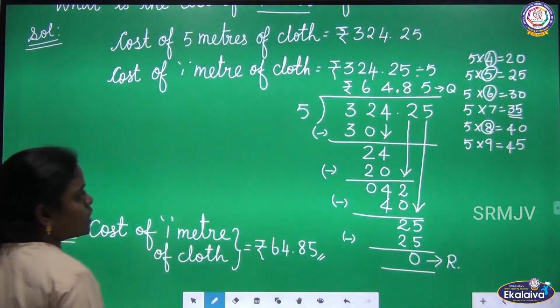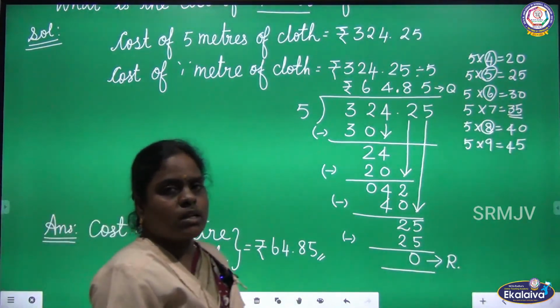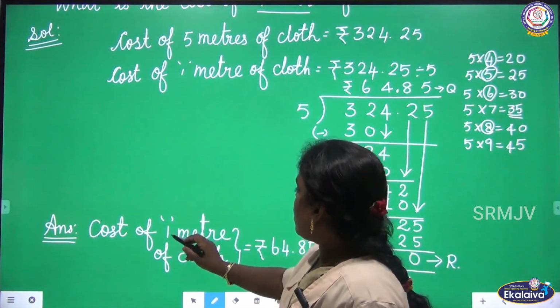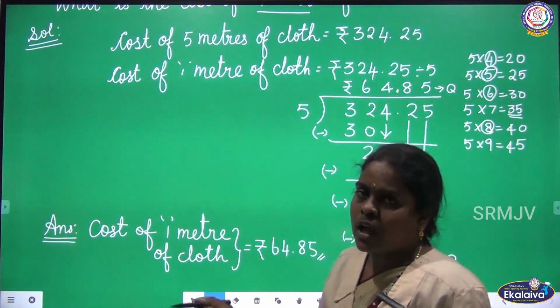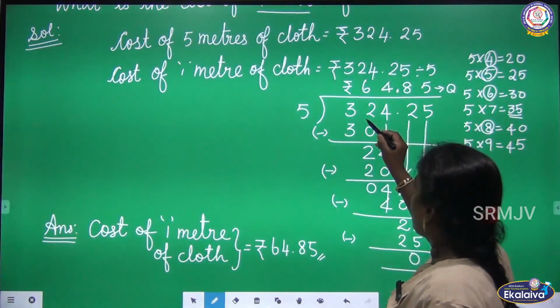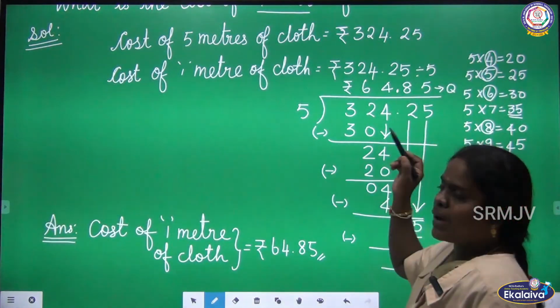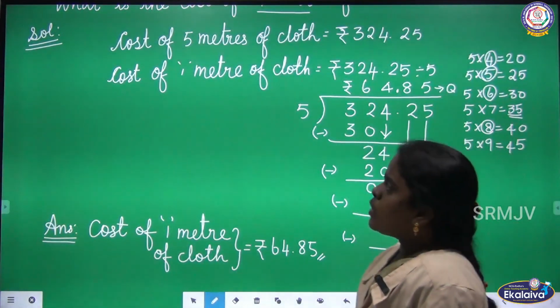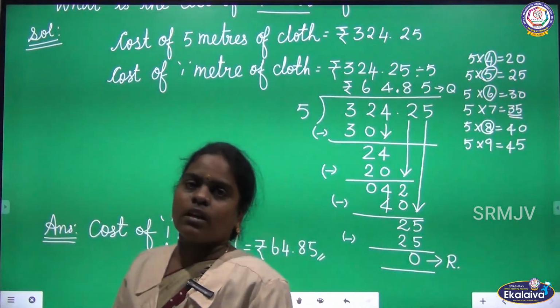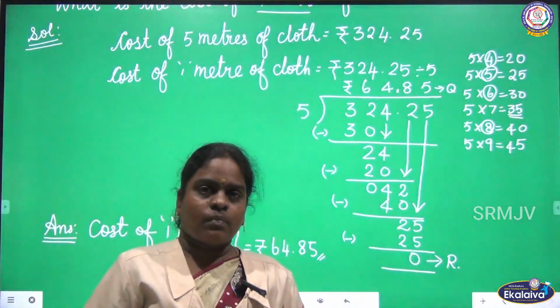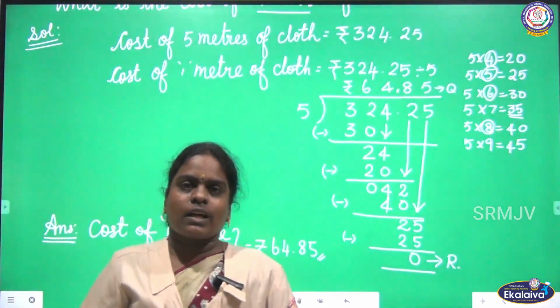So in this question, the cost of 5 meters of cloth is given and we got the cost of 1 meter of cloth after dividing the amount 324 rupees and 25 paise by 5. So in today's class, we have learnt the concept division of money. I hope the concept is clear.